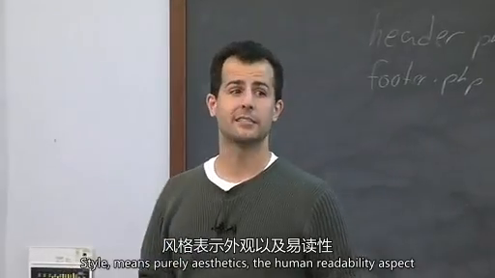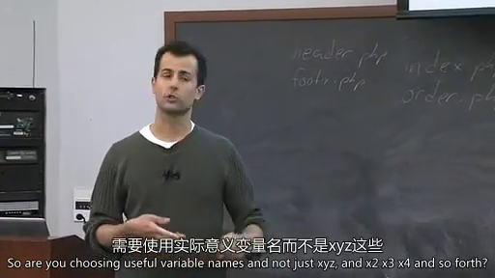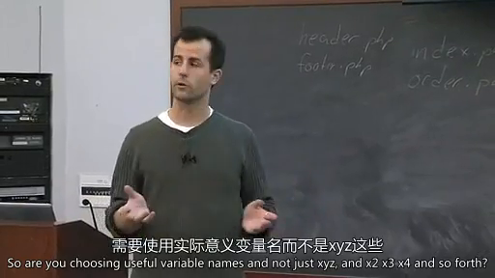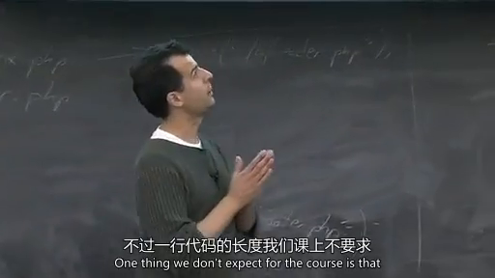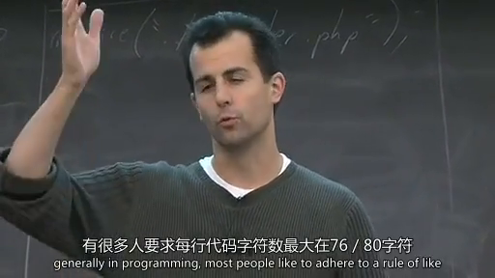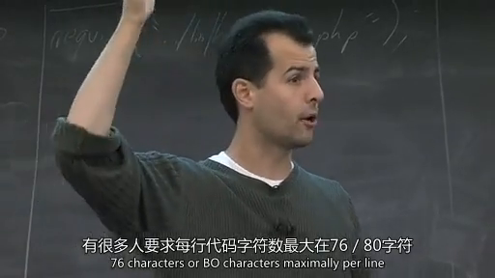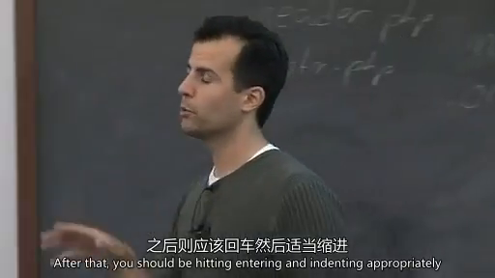Style means purely the aesthetics, the human readability aspects. Are you choosing useful variable names and not just XYZ and X2, X3, X4, and so forth? Is your code reasonably commented? One thing we don't expect for the course is that generally in programming, most people like to adhere to a rule of like 76 characters or 80 characters maximally per line. After that, you should be hitting enter and indenting appropriately.